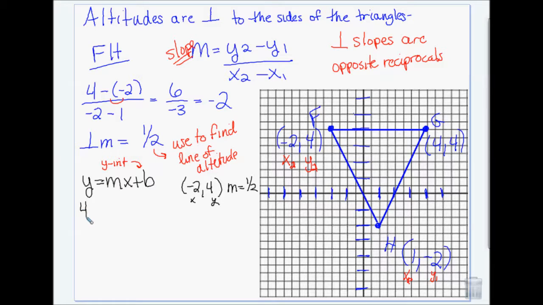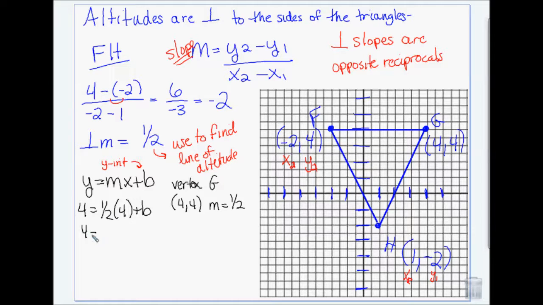So I'm going to plug in the y. I'm going to plug in the m. And I'm going to plug in the x. And I don't know what b is. So I have to use the vertex. So I have to use G. So I'm using 4, 4, so I plug that in. So I get 4 is equal to 2 plus b, right? And then I'm going to subtract the 2 from both sides so that those cancel out. b equals 2.